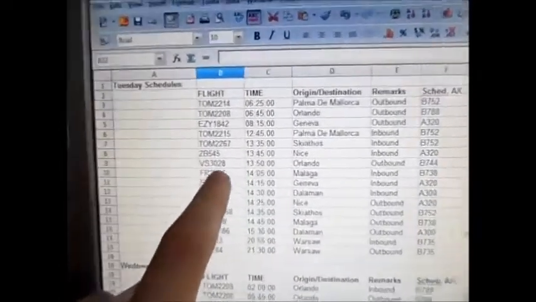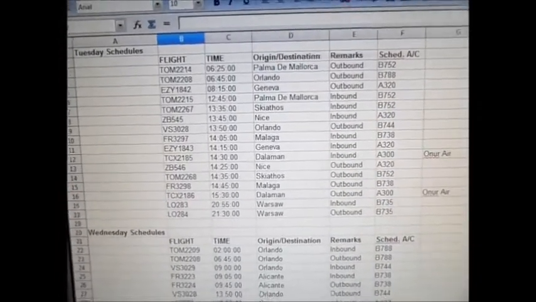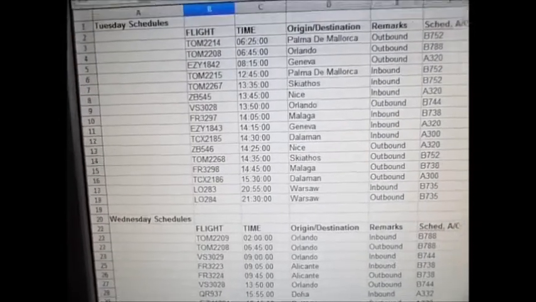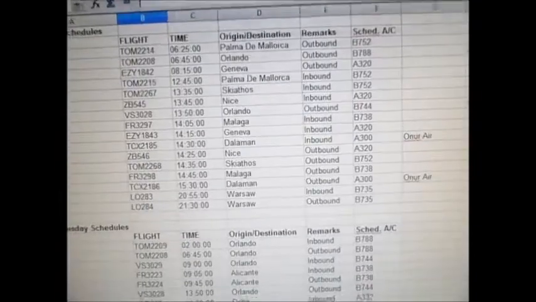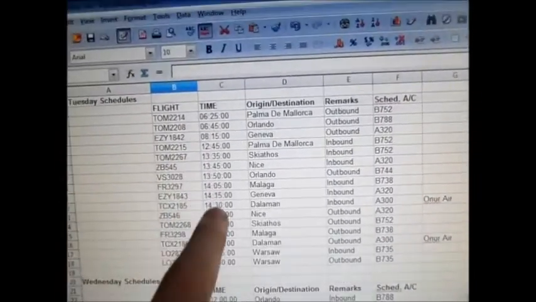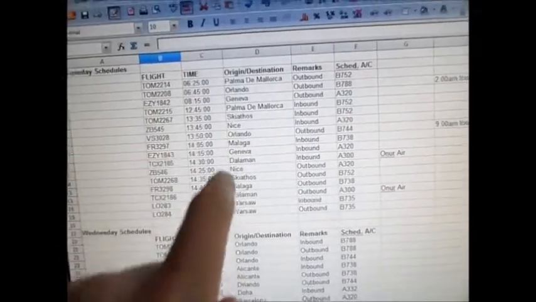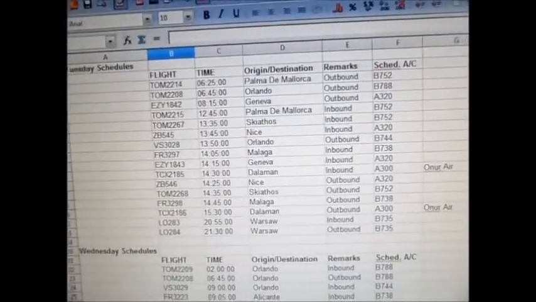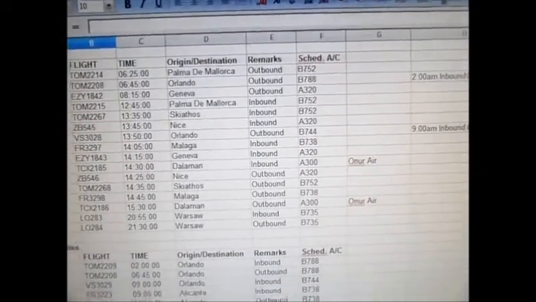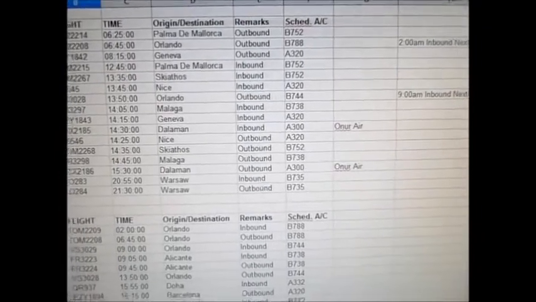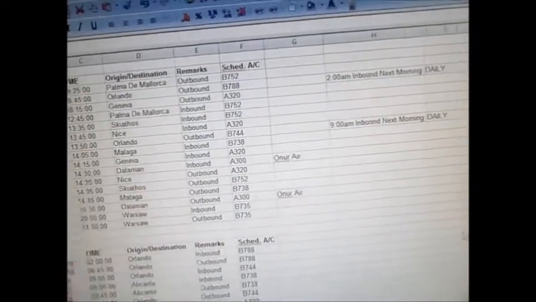So I've got the flight numbers here. These aren't real world flight numbers. I've just generated the numbers using random.org, but I've actually looked at real world numbers and seen what they start with to give me an idea of what could be. Then the times, I'm using OpenOffice, and it's actually added these two zeros on the end. Not really fussed about that. Then you've got the origin and destination. For those of you who don't know, origin is where it's coming from, destination is where it's going to. Remarks, basically just outbound or inbound.